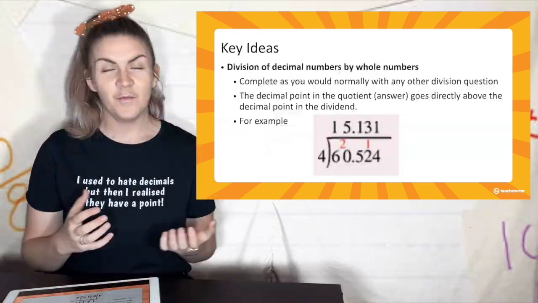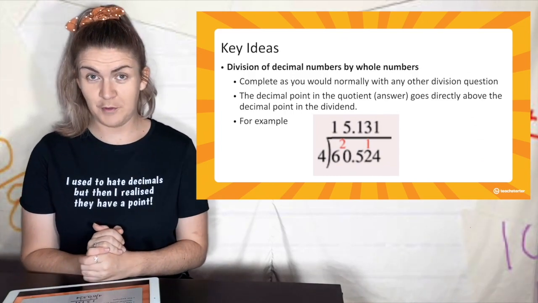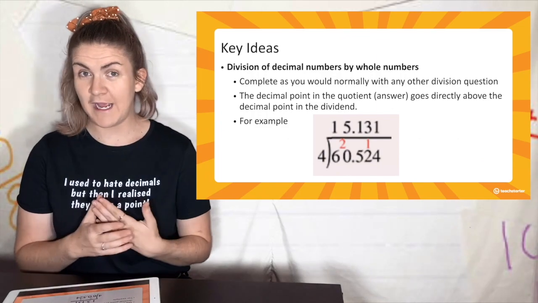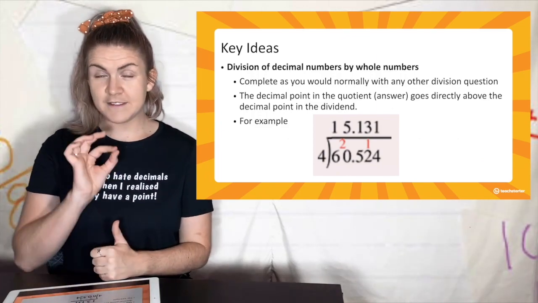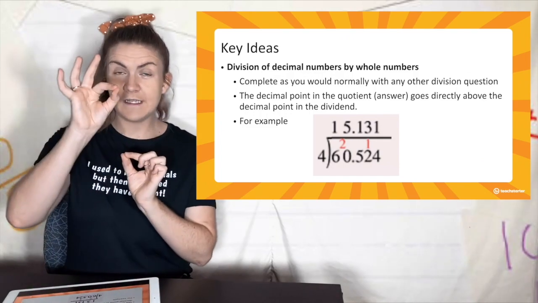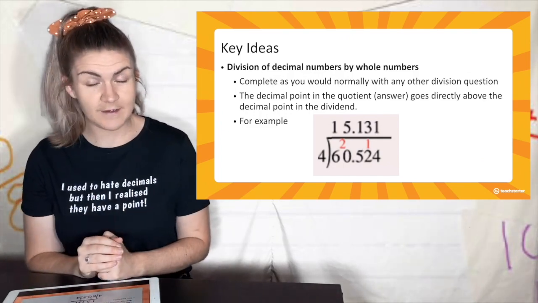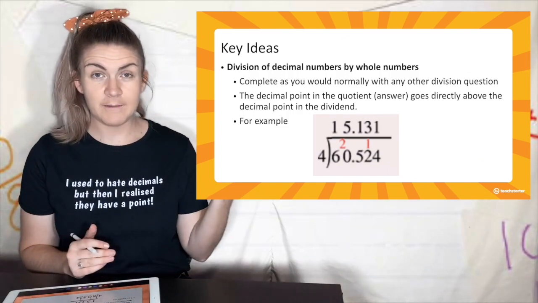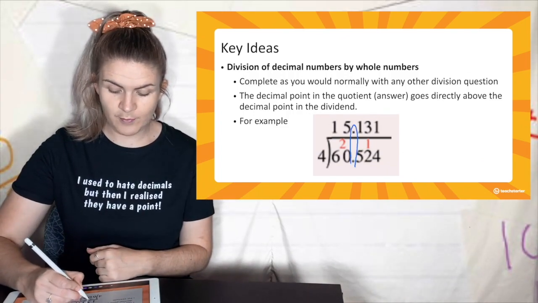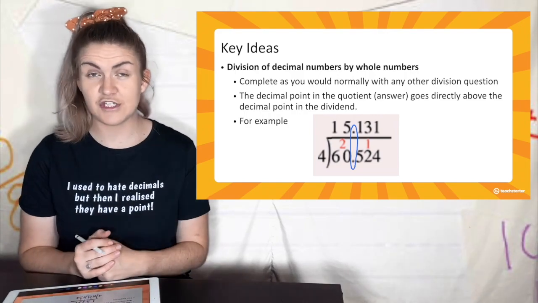in division of decimals, we try to manipulate the number so that we're not actually dividing by a decimal at all. When we are doing division of a decimal by a whole number, it is quite easy. We just complete the division as we normally would, and then the decimal point in the quotient, which is the answer, goes directly above the decimal point that was in the dividend, which was the question. So in my example, you can see we've just done the normal division and then those decimal points are lined up, just like in addition and subtraction.